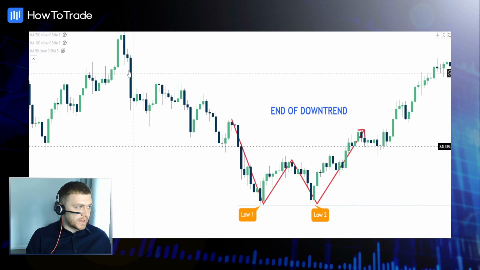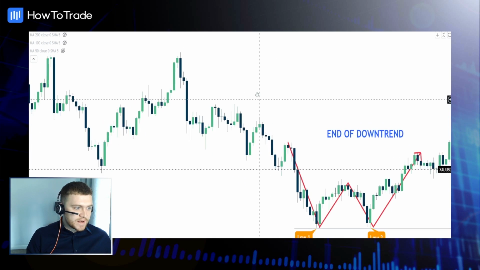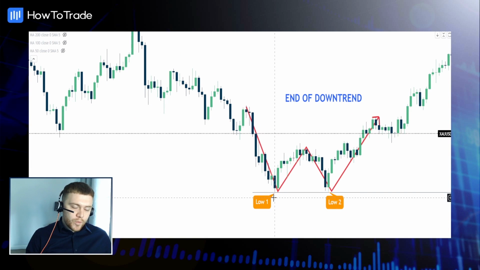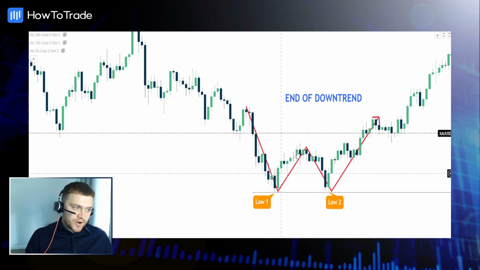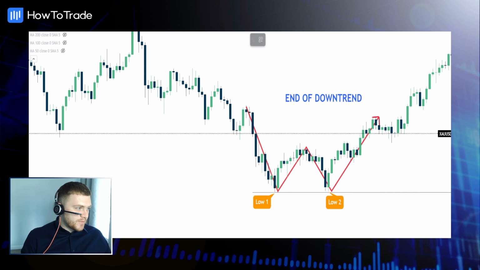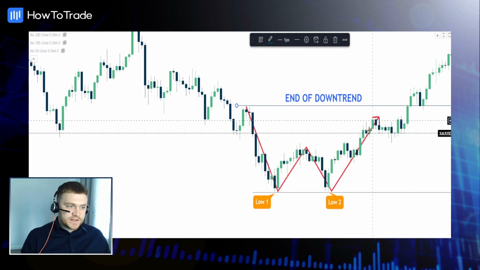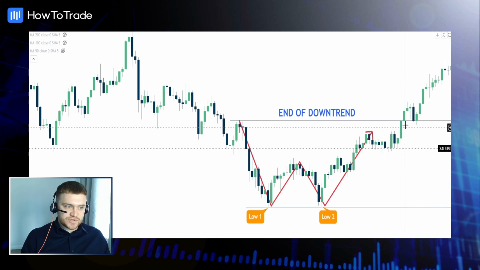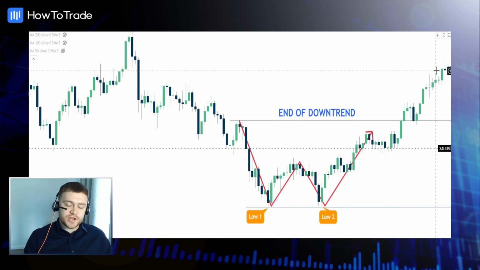We can see the market clearly in a downtrend. But here we have low number 1 printed and low number 2. That creates our W formation, and then we start to move higher. As soon as we get a break above this neckline, this initial neckline, you can see how the market just sort of starts to run away, and then you can see the real momentum shift in this market.